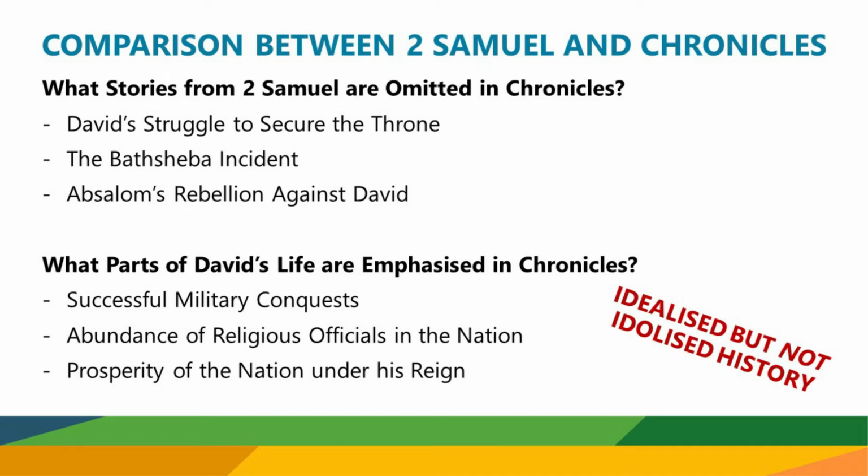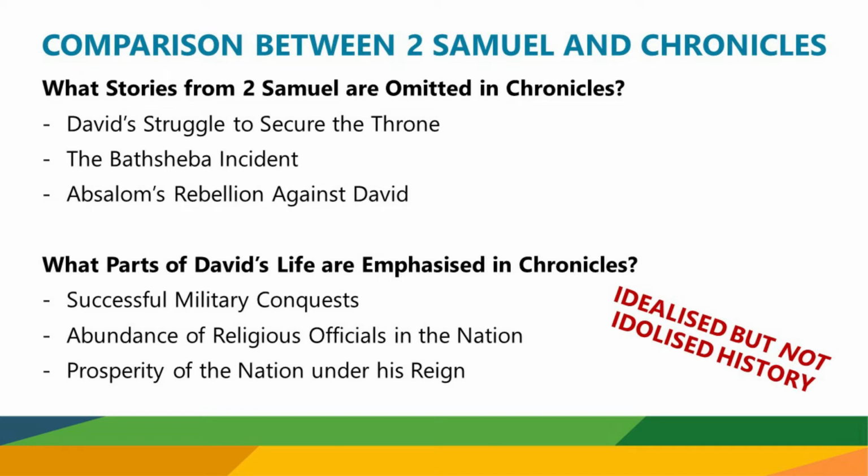So 2 Samuel chapter 11, and we'll just read verses 1 and 2. And of course, the Bathsheba incident is David sees the wife of another man, sends that man to die in battle so he can take his wife. One of the most despicable things we read of in the Bible.